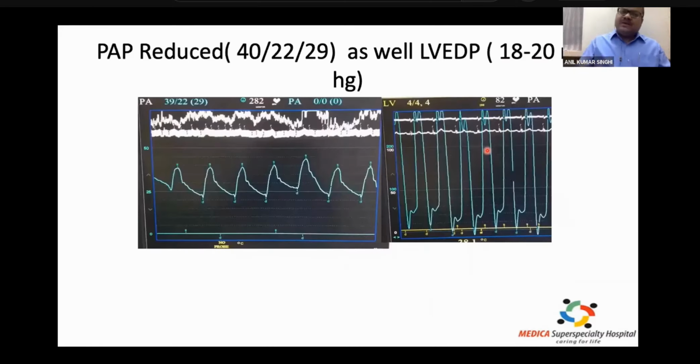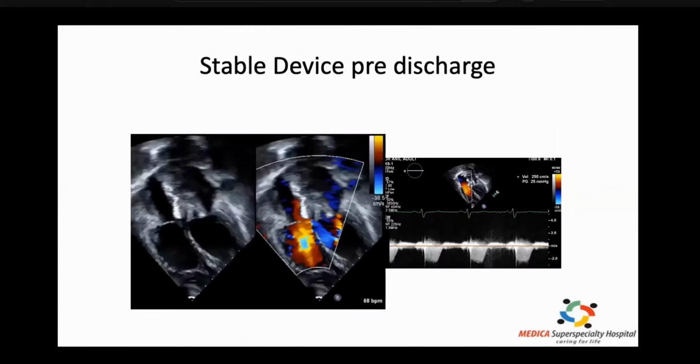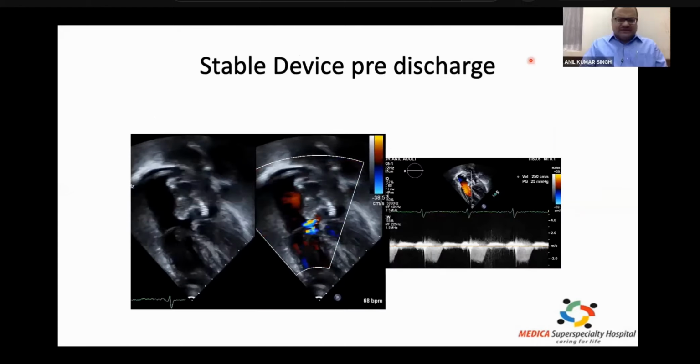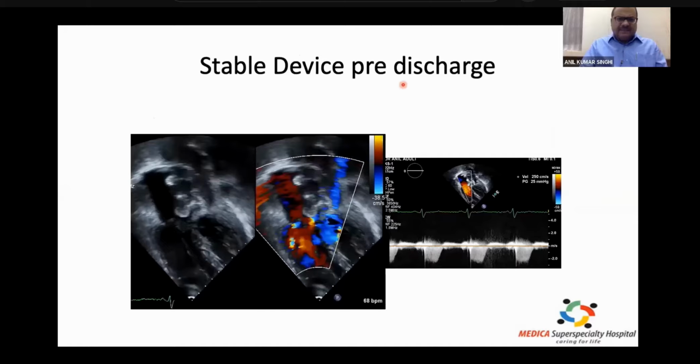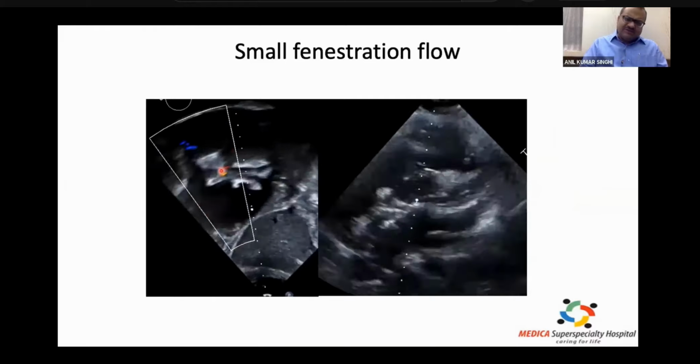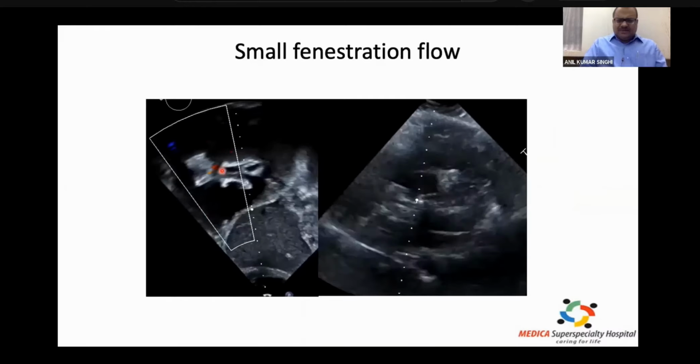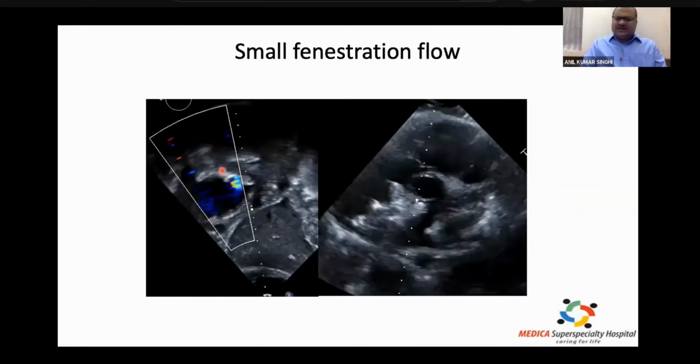I think the good part of the story, the PA pressure, which was 68, post-procedure came down to 40, and LVEDP also from 28. Usually we don't take a high LVEDP, but with reduction of the LVEDP and PA pressure, and the patient remaining stable, we decided to release the device. So stable device, pre-discharge, you can appreciate the PA pressure here coming to 25 plus RA. And this is that fenestration's flow. You can appreciate a small fenestration, but it was not shunting very much. The purpose was to immediately bail out in case of any difficulty.